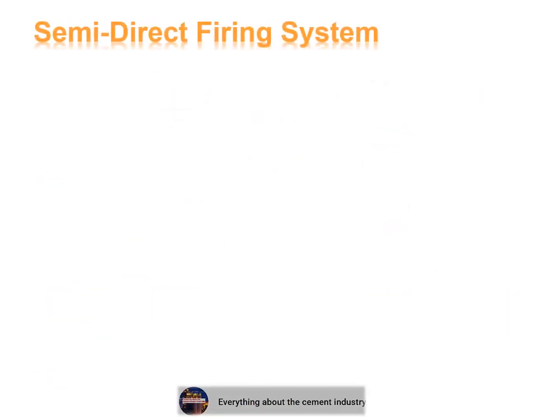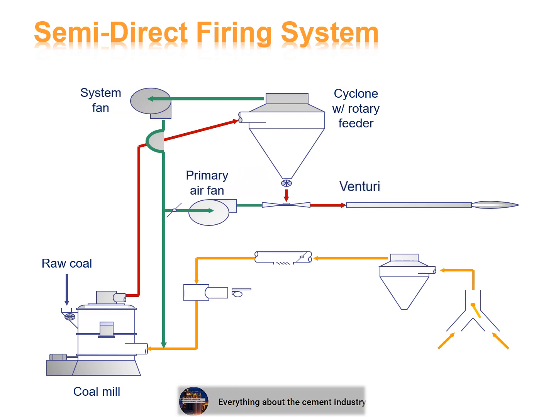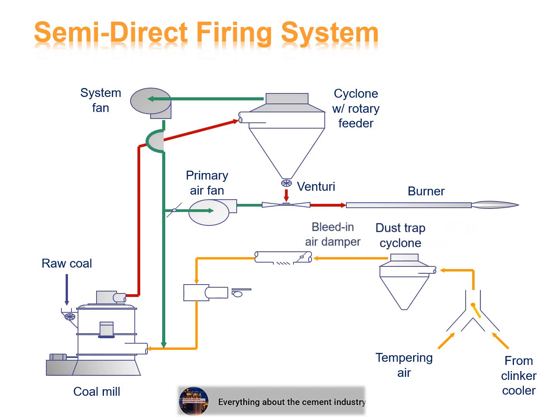Semi-direct firing system. The semi-direct firing system consists of raw coal, coal mill, cyclone, rotary feeder, system fan, primary air fan, venturi, burner, from clinker cooler, tempering air, dust trap cyclone, bleed-in air damper, hot gas generators, air heater.